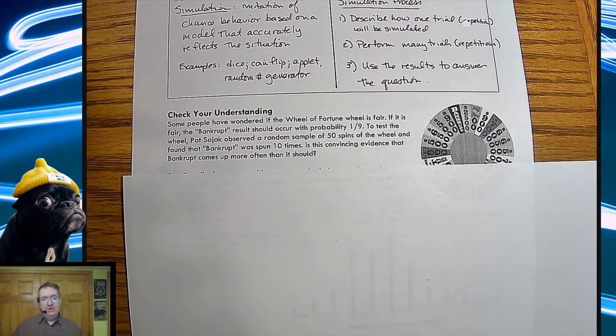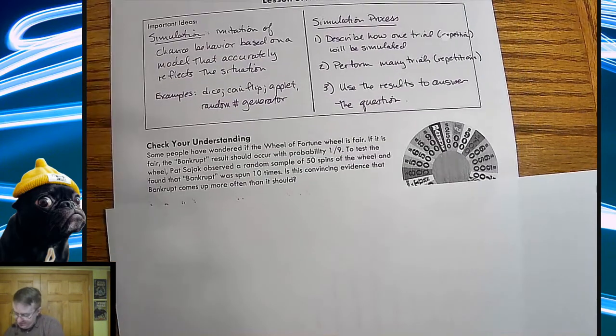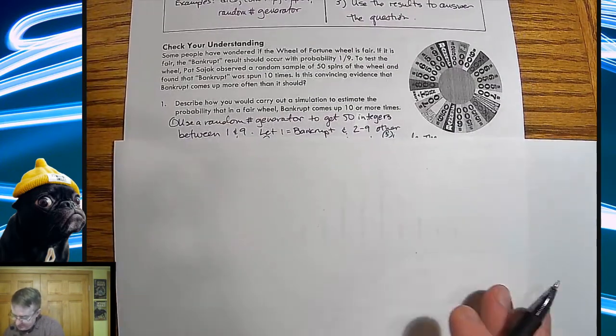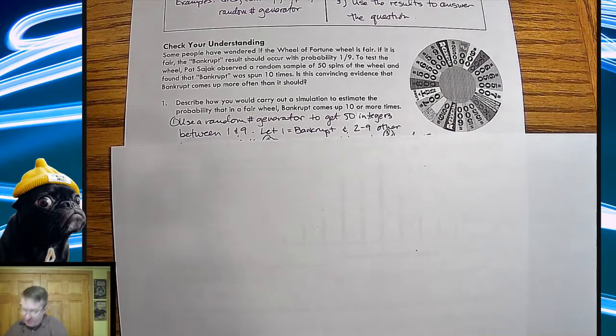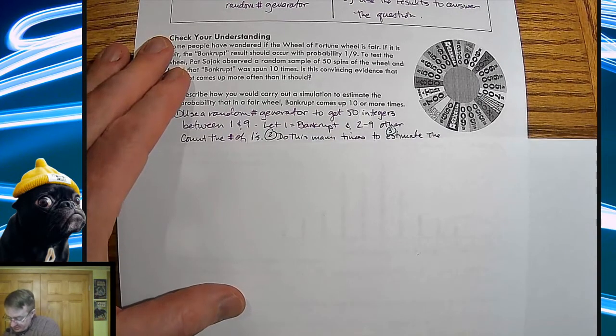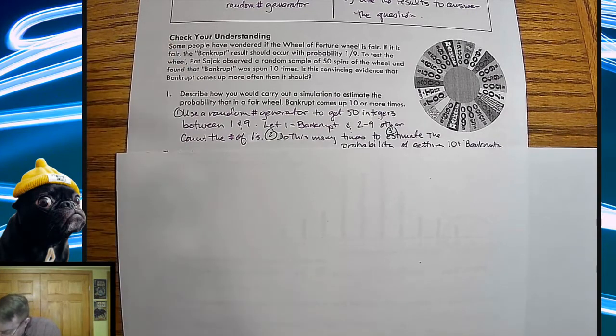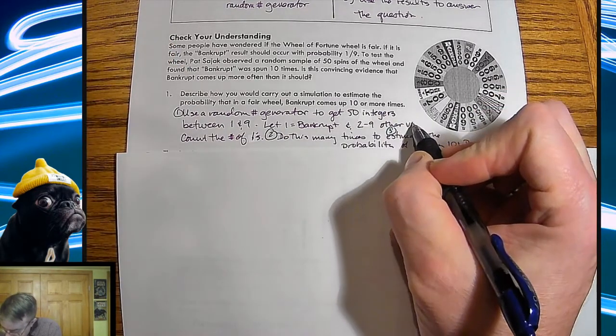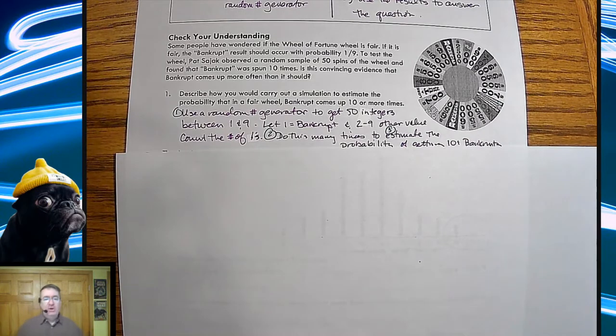Take a second, work through these problems, and we'll check them in a second. So, was Pat right? The first thing we're going to do is describe how one trial works. We're going to use a random number generator to get 50 numbers from 1 through 9. Why 1 through 9? Because it's a 1 out of 9 chance of happening. So we're going to say 1 is a bankrupt, 2 through 9 is some other value, and you're going to count the number of ones. Ones make it easy to find.